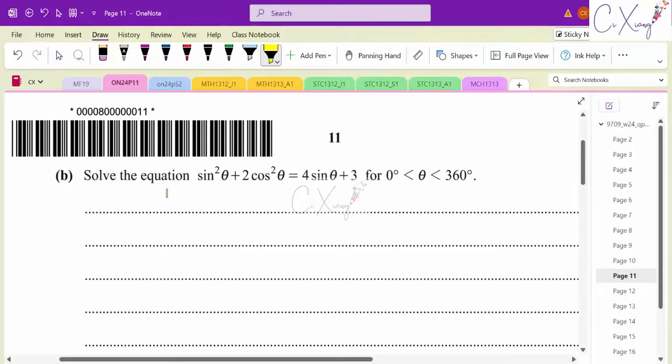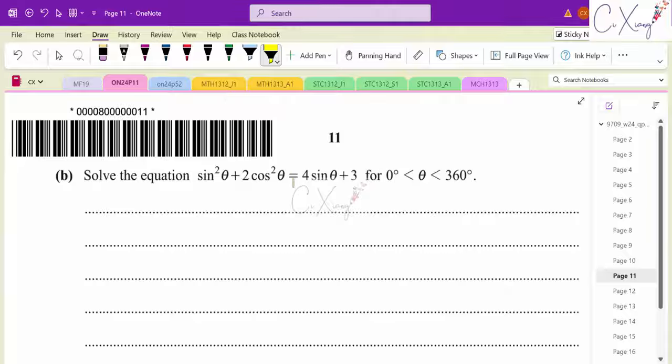For part B, they want us to solve this particular equation. You have sine squared, cos squared, and also sine theta here, and theta is between 0 and 360. Alright, so before you can solve the equation, it will be good if we can change the whole equation to have only one type of trig function. For example, the whole equation only has sine theta, or the whole equation only has cos theta.